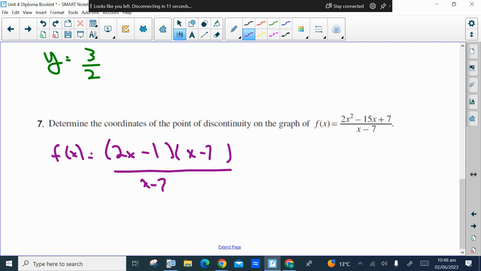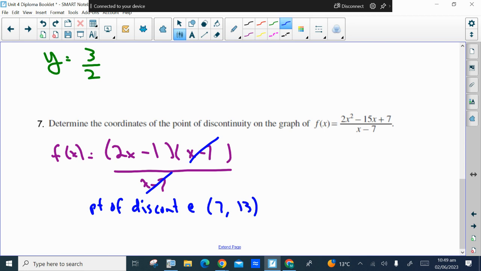So again, the x minus 7 cancels. And because of that, your point of discontinuity is at x equals 7. And to find out what y is, take the simplified expression, 2x minus 1, and let x equal 7. That'll give you 14 minus 1, or 13. So there's our point of discontinuity.